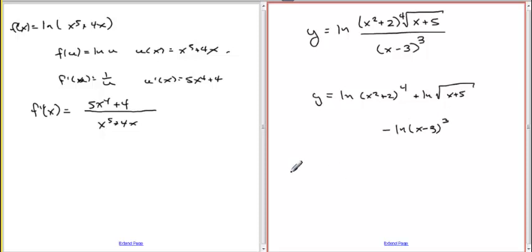Okay, then if we have exponents now, after we've broken it apart initially, we can move the exponents out front. So this is to the 1/2 power, so I bring 1/2 out. Here's the 3rd power.